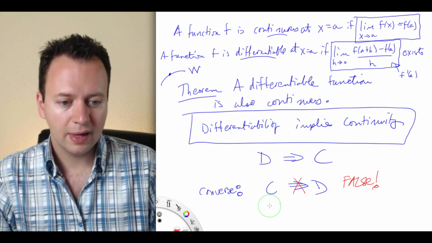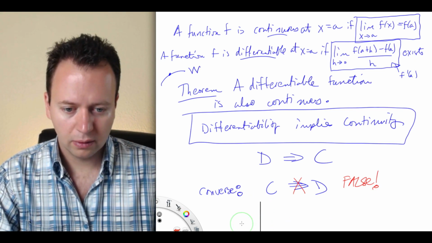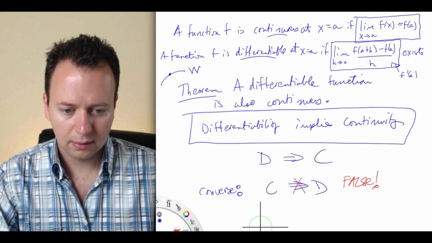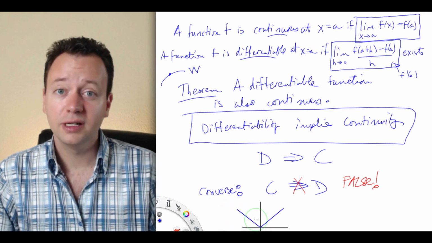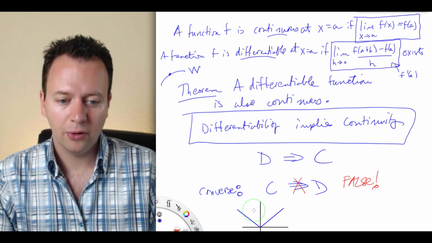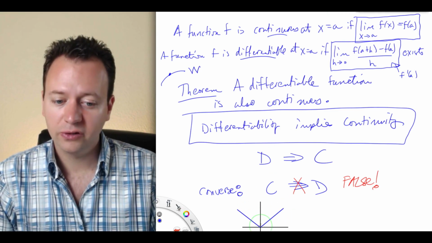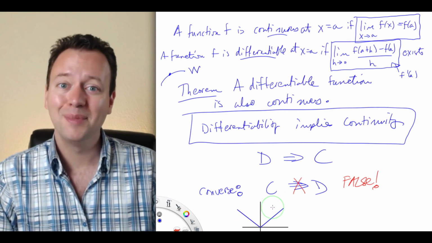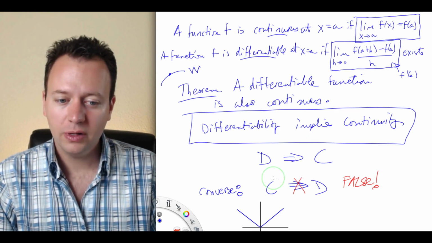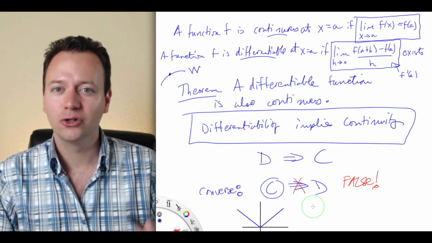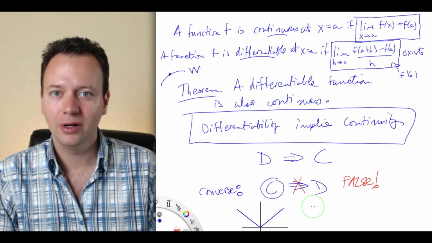If we consider the absolute value of x, which looks something like this, this function is clearly continuous because you can draw it without lifting your pencil from the paper, and yet it fails to be differentiable at the origin. So here you have a function that's continuous at the origin, but not differentiable. So continuity cannot imply that the function is differentiable. Differentiability is a stronger condition than continuity alone.